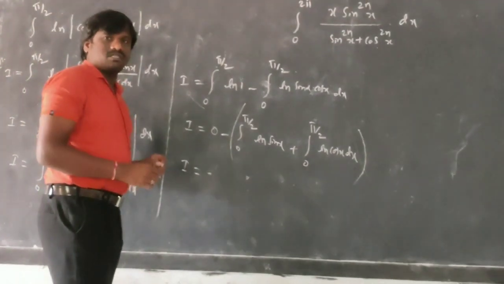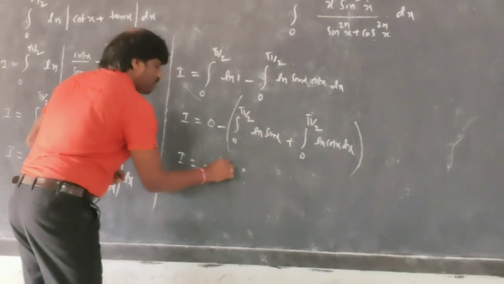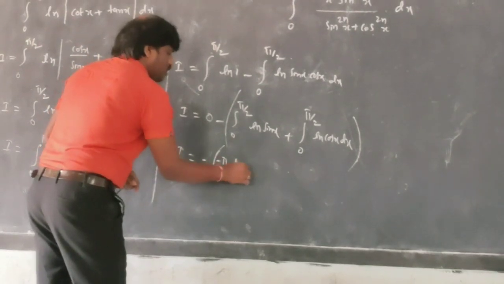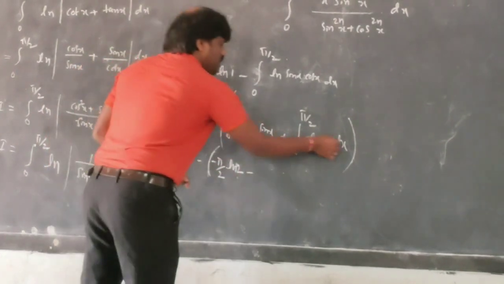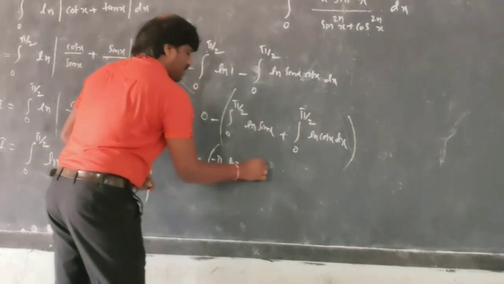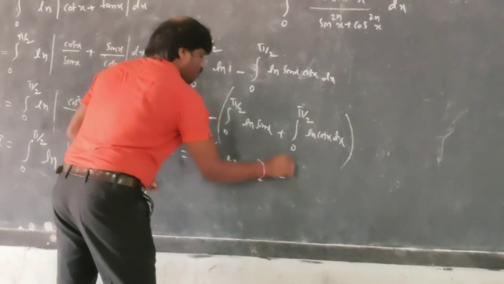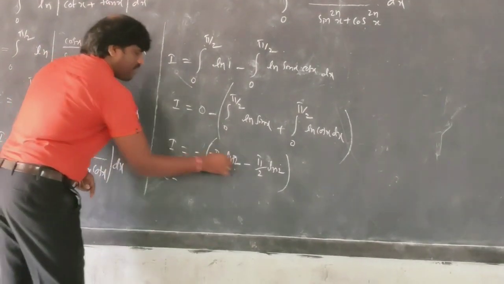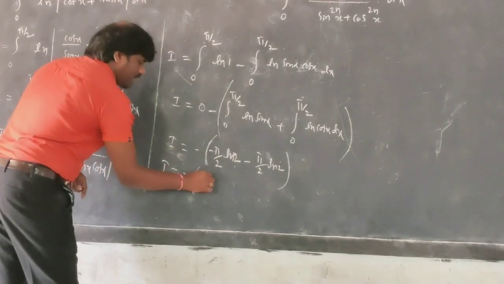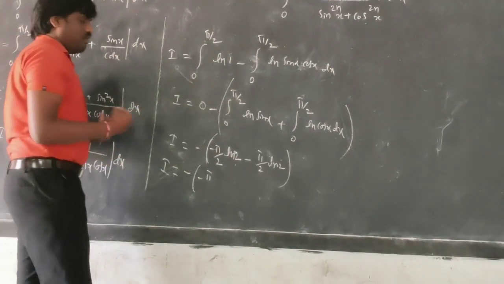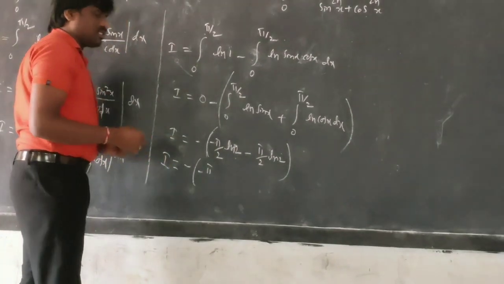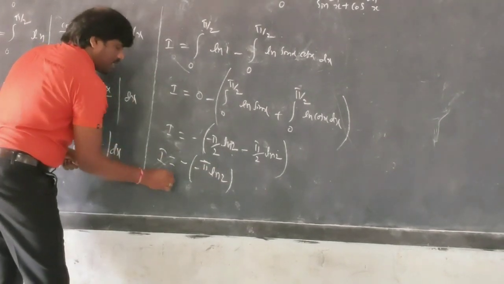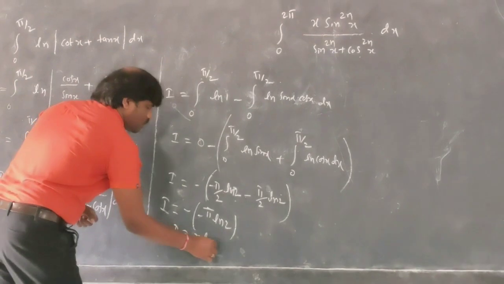The ln sin x formula is what? What is the integral of ln sin x? Minus of pi by 2 ln 2. And this one also, what is the answer? Minus pi by 2 ln 2. So if you add both, what do I get here? I is equal to minus of pi by 2 and pi by 2 added; pi by 2 plus pi by 2 is how much? Pi. So pi ln 2. Minus into minus is plus, so the answer is pi ln 2.